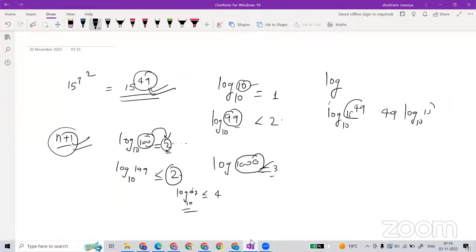Here, you see, this value is going to be 1 point something. I have to use the calculator here. And 49 into that multiplication, whatever integer value we get, add 1. Okay, sir. Okay, thank you, sir. So this is the pattern there.